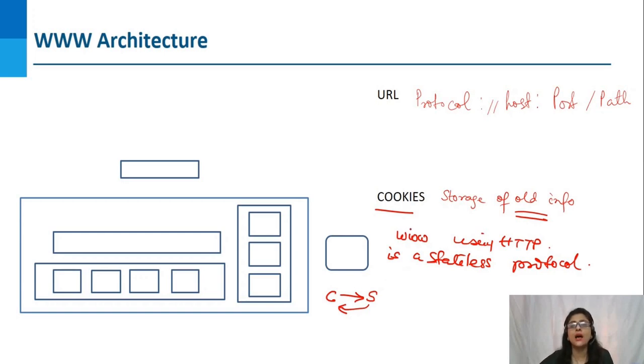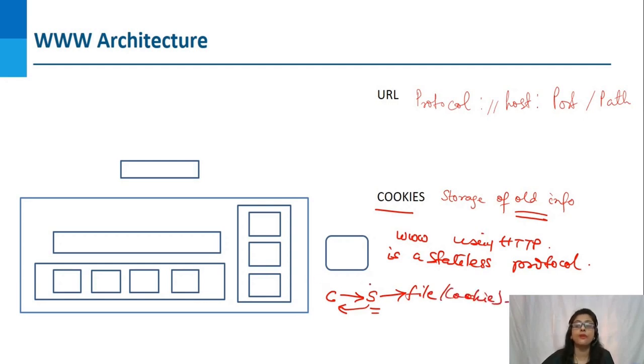Now cookies are a means of saving this information. How does it do this? It stores the old information. Many a times there are clients which can request multiple web documents from the same server. So once a request is made, the server keeps the information of the request from the client in a file. So it is called a cookie file.